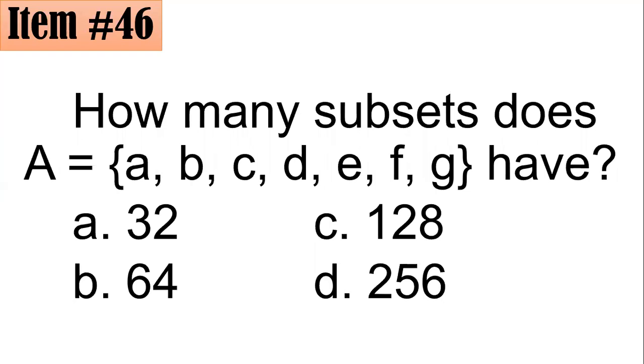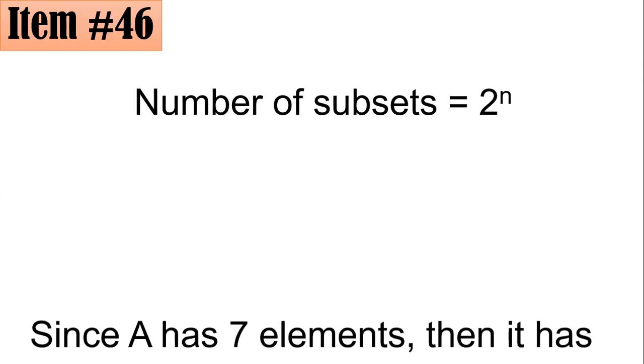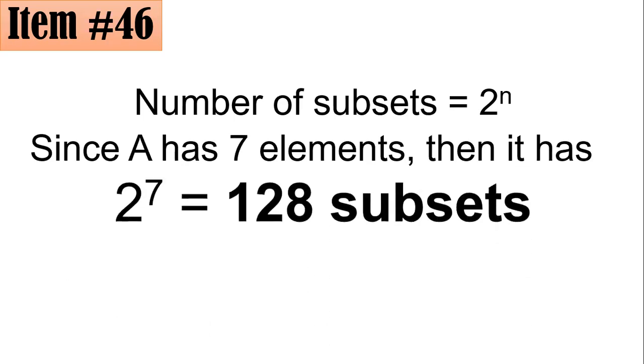Okay, tama po. So the subset formula is 2 raised to n. Where n here refers to the cardinality of a finite set in this case. So since set A has 7 elements, then it has 2 raised to 7, or 128 subsets. Hence, it is letter C.